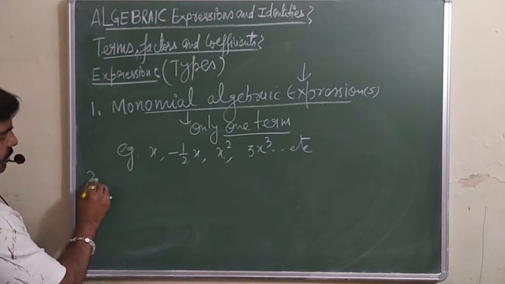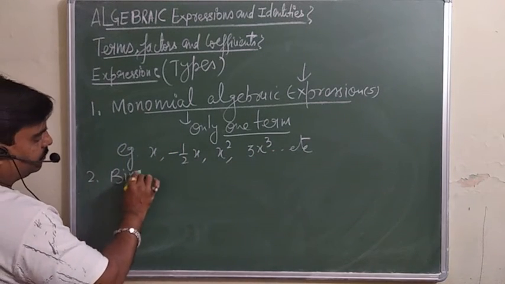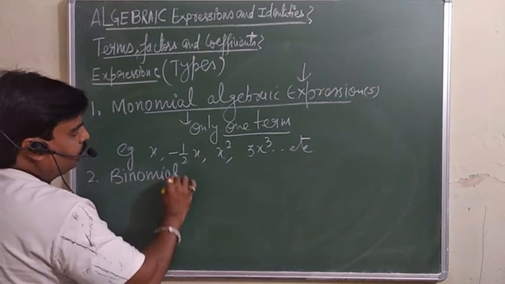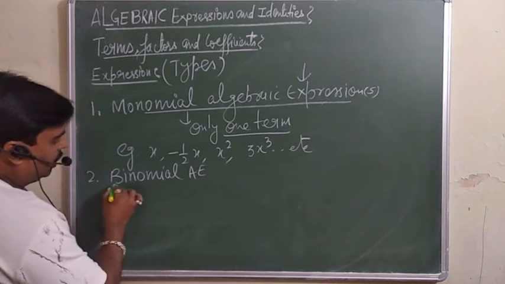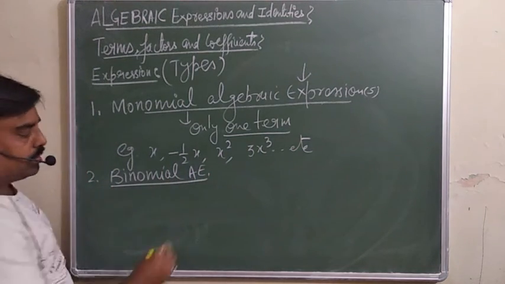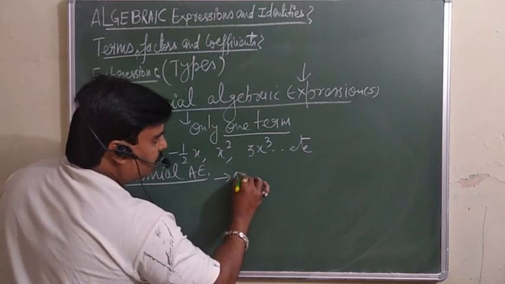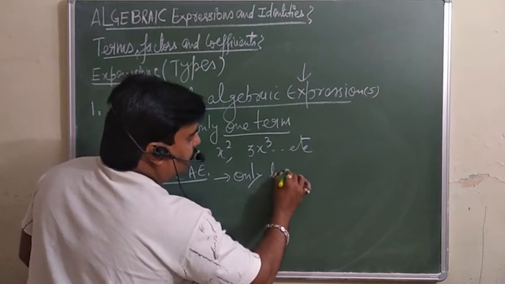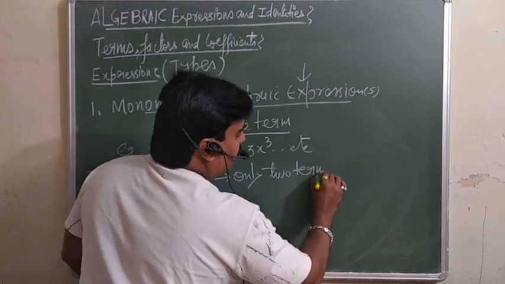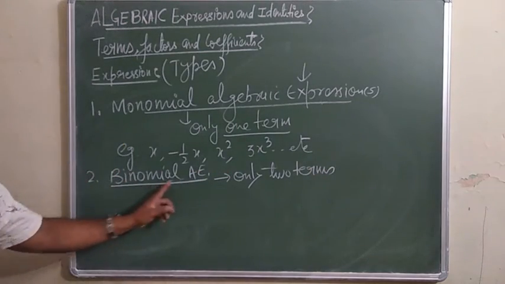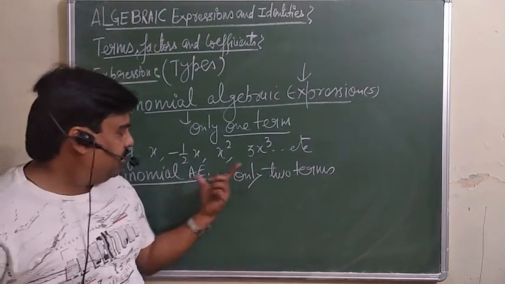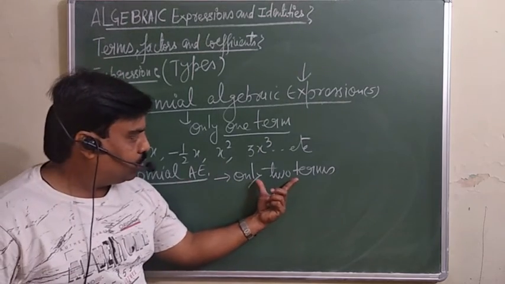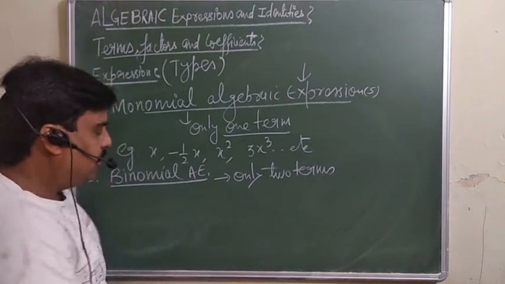Now second is the binomial algebraic expressions. To become a binomial algebraic expression, number of terms should be only two terms. केवल दो, only two terms are there. Then you can say that is the binomial algebraic expression. So to become a binomial algebraic expression, there should be only two terms. केवल दो term हो.